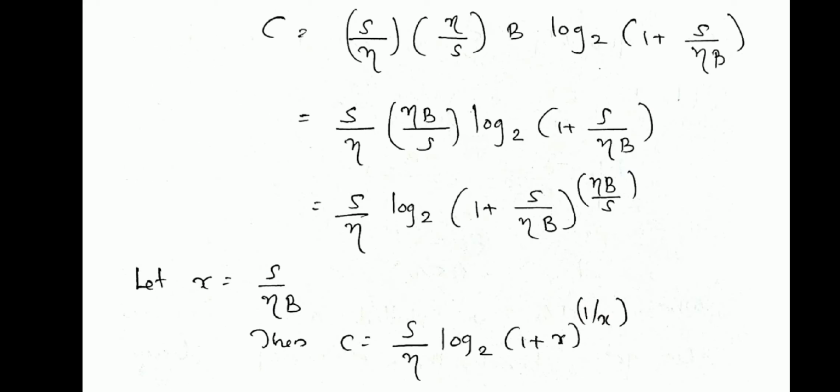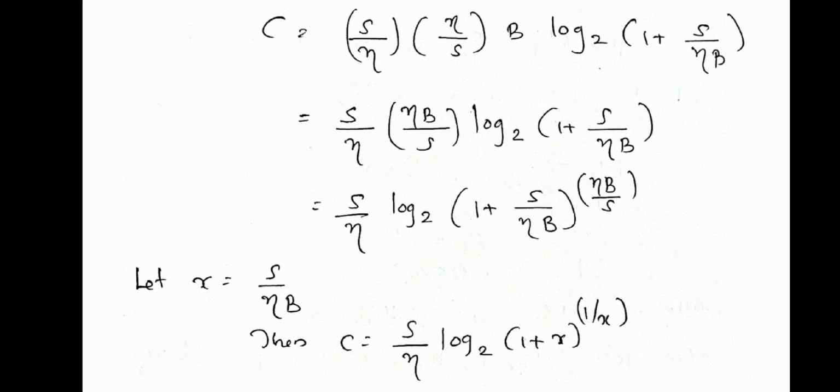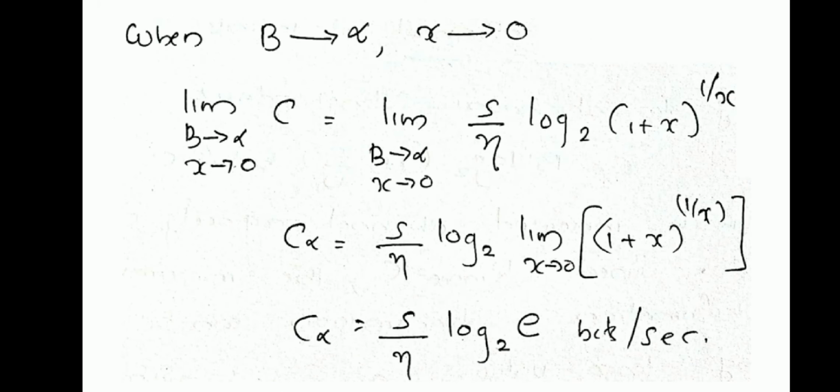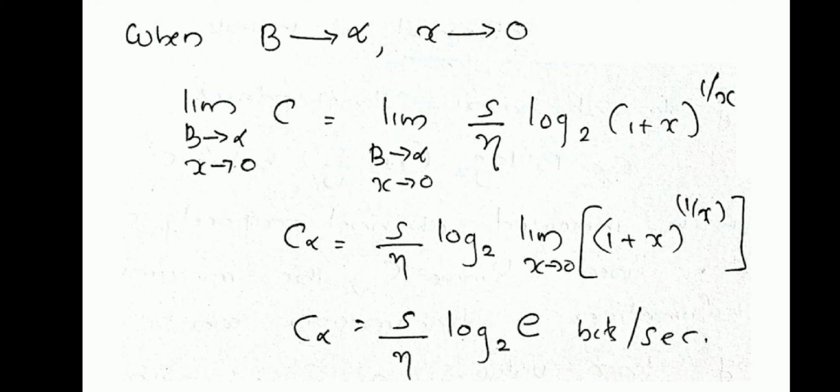Next we can take the limit as B tends to infinity. If B tends to infinity, this S by eta B becomes 0. That means x tends to 0. So when B tends to infinity, x tends to 0. So we can write the equation as the limit B tends to infinity, x tends to 0, C is equal to S by eta log of 1 plus x all raised to 1 by x.